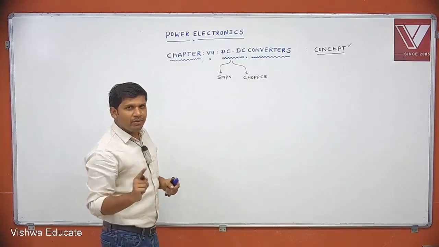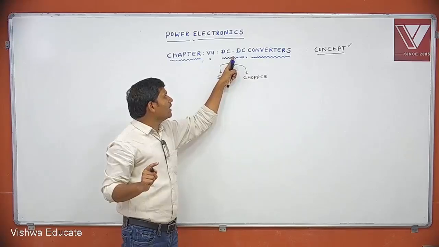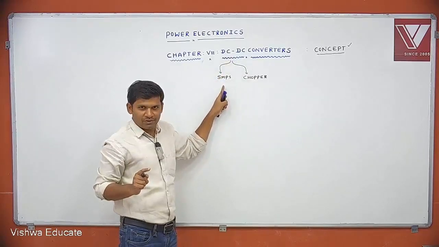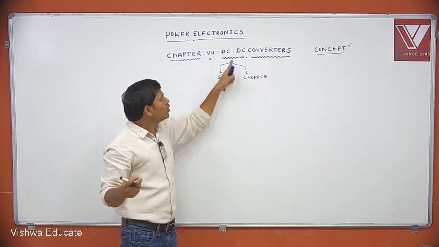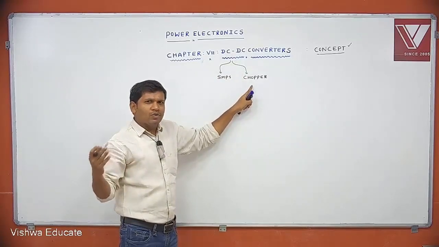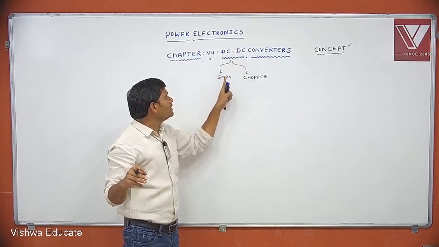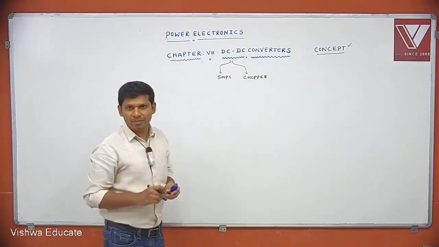But the point to remember is that the main motivation of developing the DC to DC converters is for SMPS application. After that, you have so many applications, like DC motors and many other applications also. The main motivation of developing the DC to DC converters is for SMPS application.